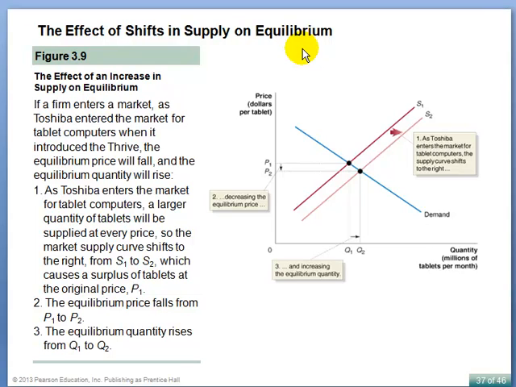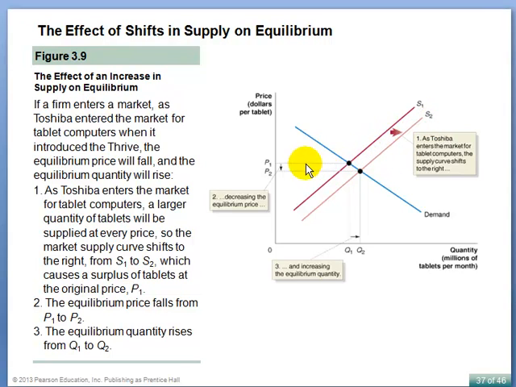Okay, for example, in this tablet computer market, when Toshiba enters the market for tablet computers by introducing the Thrive, there are more firms on the market to supply, so the market supply curve for tablet computers will increase. How do we show the increase in supply? The supply curve shifts to the right from S1 to S2.